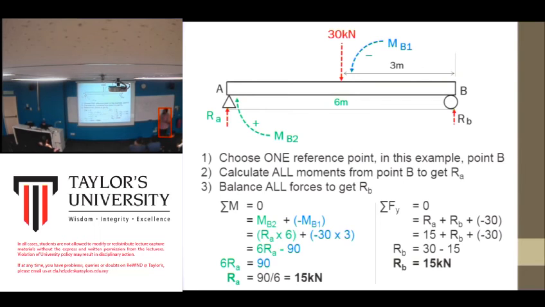Okay, this one we use total F for vertical forces going down equal to 0. Reaction A plus reaction B plus going down is 30. So in the form of an equation here, you will get this 15 kilonewton.